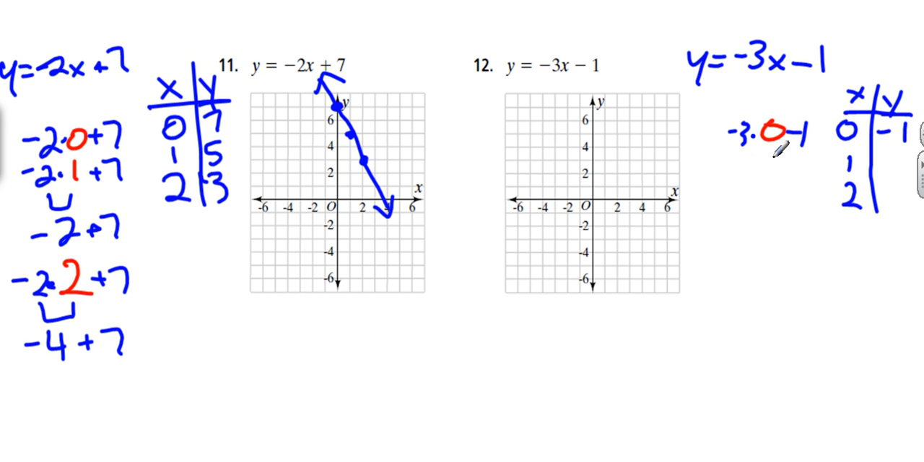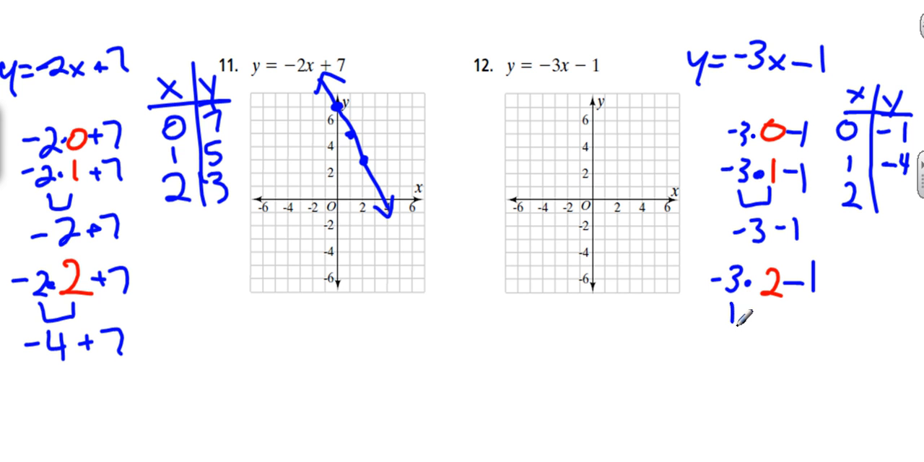So our next value is 1, so we have negative 3 times 1 minus 1. Negative 3 times 1 is negative 3. Minus 1 is negative 4. Moving on. So now x needs to equal 2, our last x value. So we have negative 3 times 2 minus 1, all coming from the equation. Negative 3 times 2 is negative 6. Negative 6 minus 1 is negative 7.